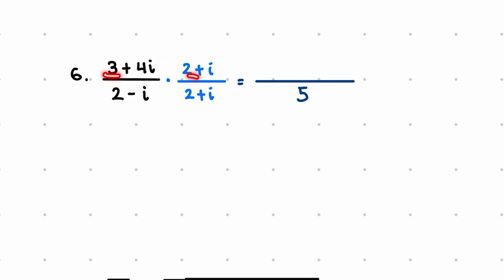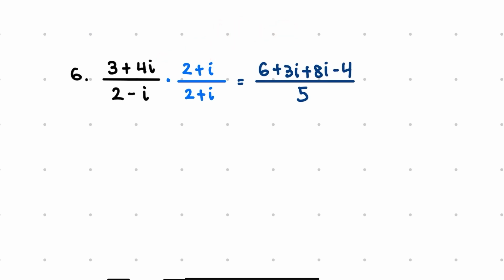So multiply the first one, we get 6. Multiply the outside one, we get 3i. Multiply the inner ones, we get 8i. Multiply the last one, 4i squared. i squared is again negative 1, so this one is just negative 4.